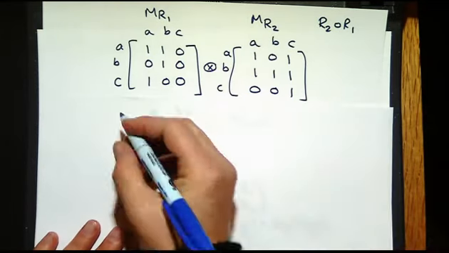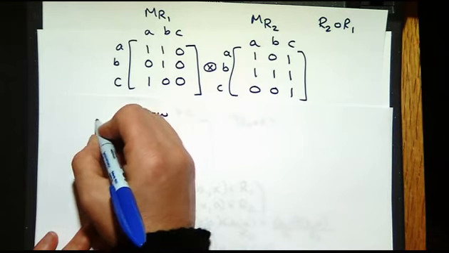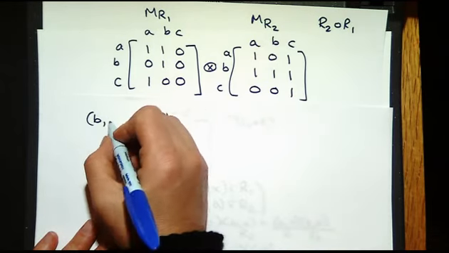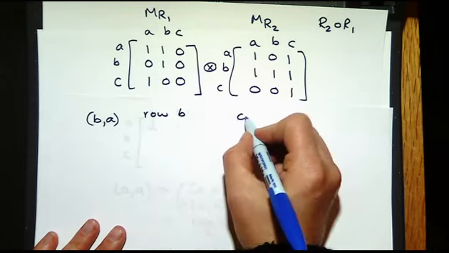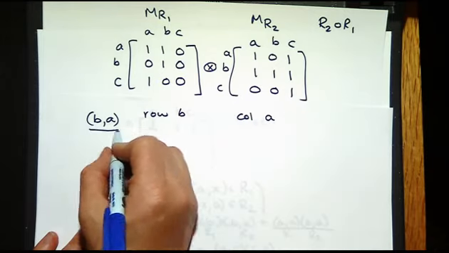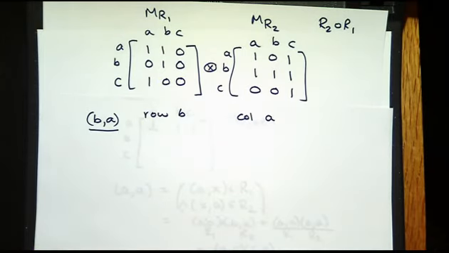Now we want to do row B. So we want to get the BA element. So we need to do row B and column A. So you can start to see that this element in the composition is telling me which row to take from R1 and which column to take from R2.